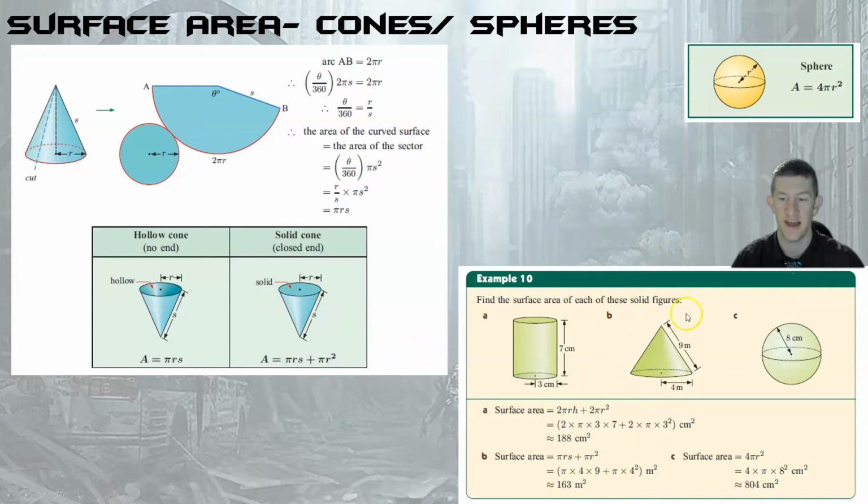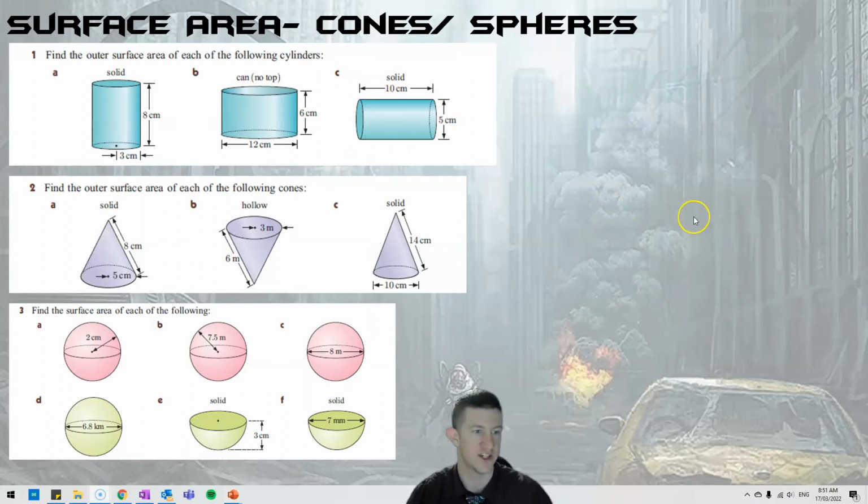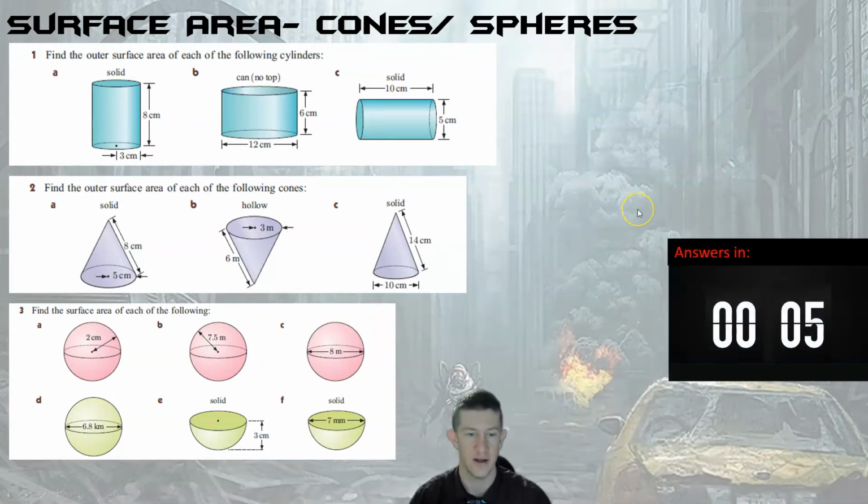So here's an example of how we would solve a couple of different questions for surface areas. The sphere here we'll talk about in a bit more detail later, but surface area of a cylinder, a cone, and a sphere, we have the workings shown as well as the equations. Time for some practice. So have a go at these questions here. Pause the video, answers will be up in 5 seconds.